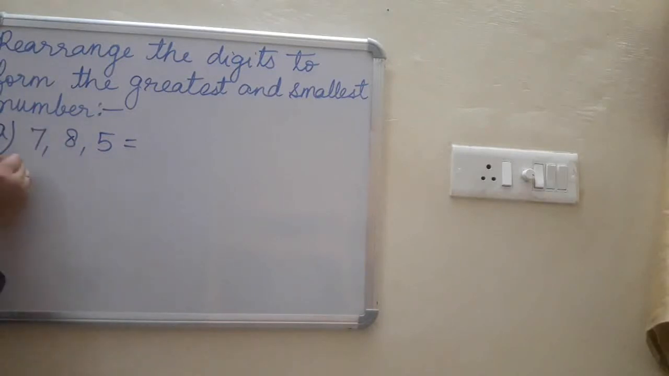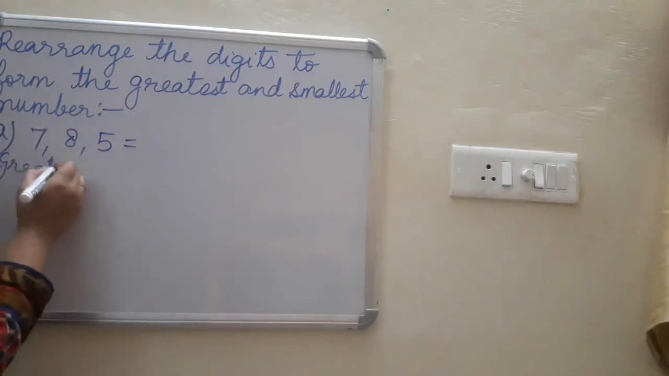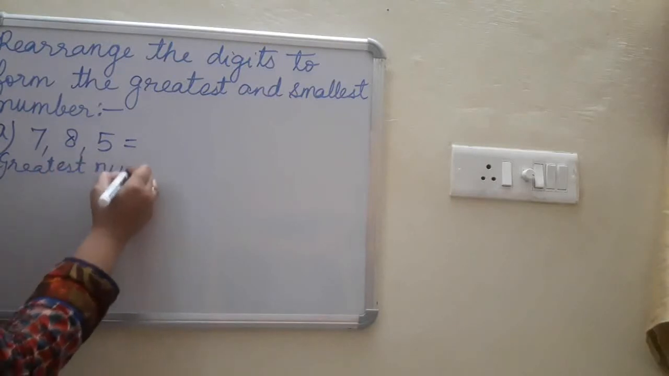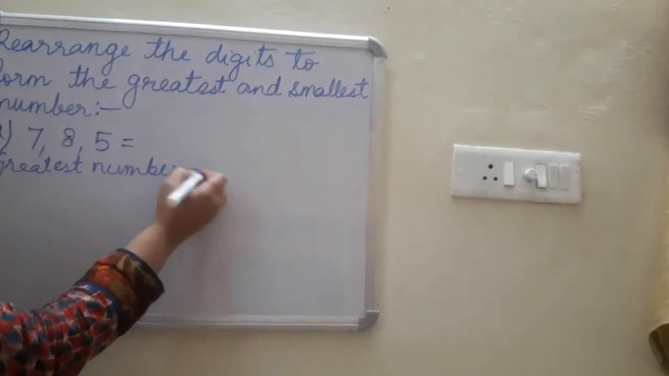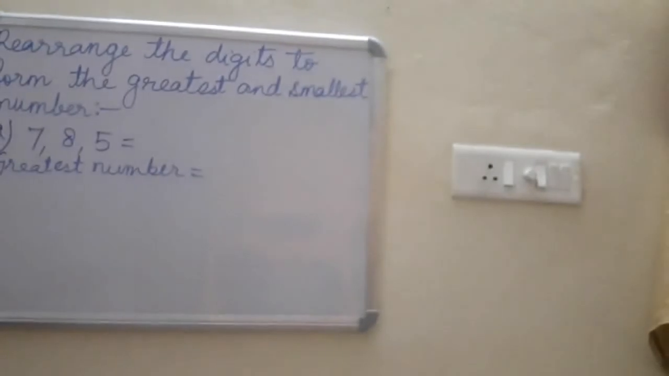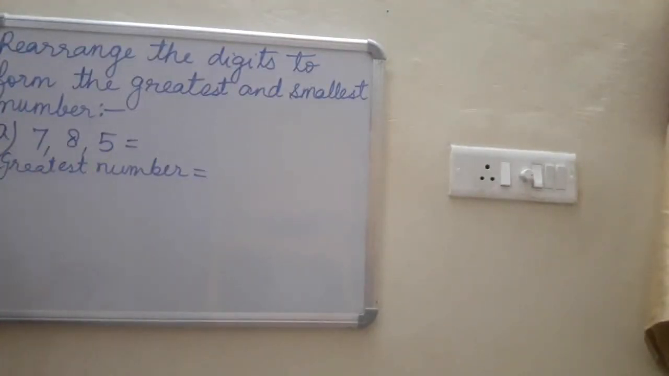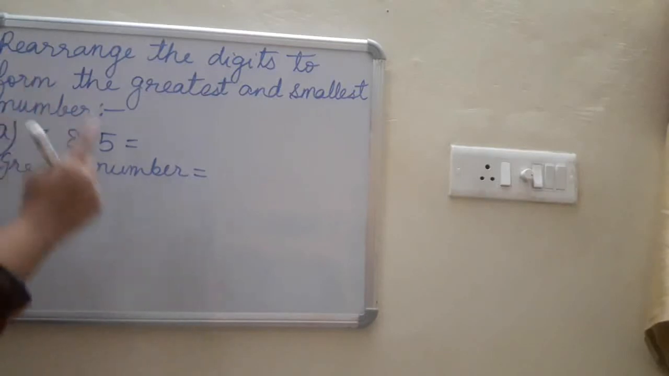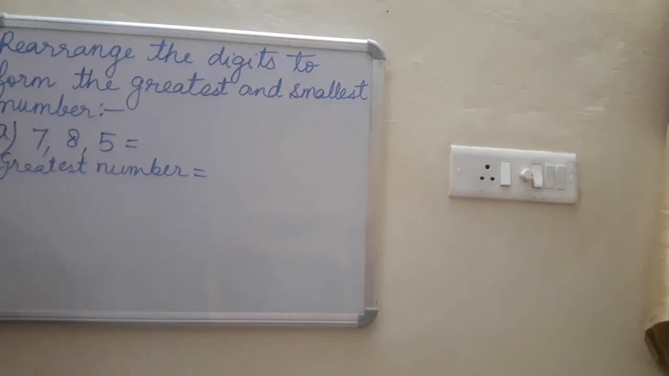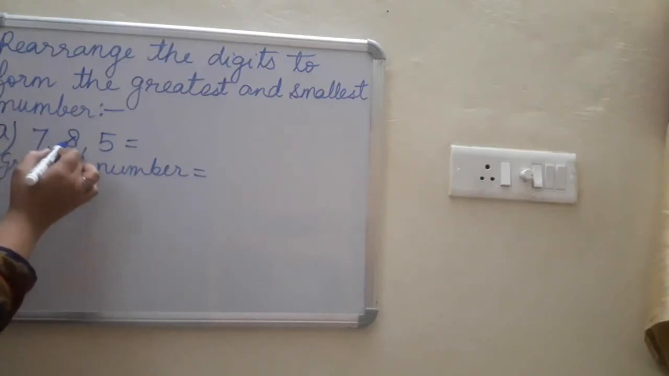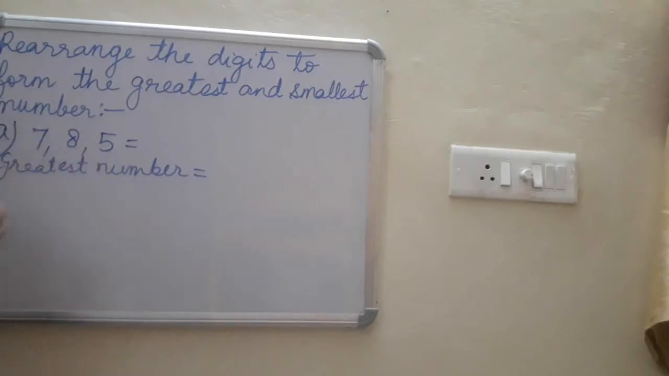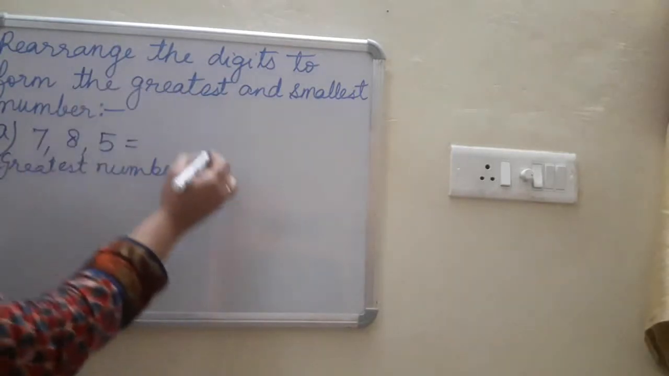So first of all, let us form the greatest number. So children, to form the greatest number, first of all, we will pick up the digit which is greatest. So tell me which digit is greatest out of these 3. So digit 8 is the greatest among these 3 digits. So we will put 8 here.